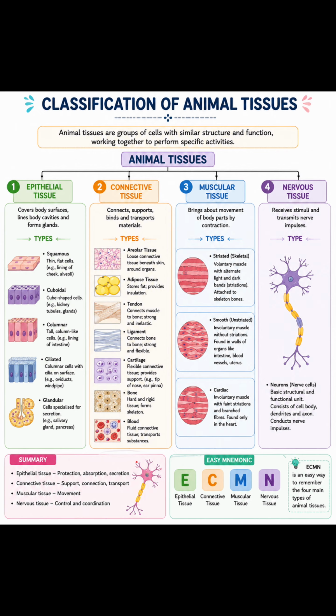As a conclusion, I can say there are four types of tissues: epithelial, connective, muscular, and nervous tissue. Epithelial tissue is majorly protecting and absorbing and also performing the function of secretion. Connective tissue, from the name, it can be understood that it is supporting the connection and also it is transporting materials. Muscular tissue is helping the movement, and nervous tissue is controlling and coordinating our body parts.